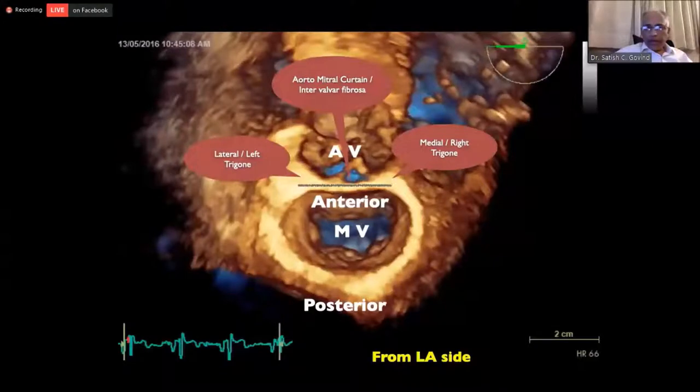Then just one last look at the anatomy. The important area which one again has to note is that there is something called the intervalvular fibrosa between the aortic valve and the mitral valve, specifically the anterior mitral leaflet. This is also called the aortomitral curtain, and this is where a lot of pathologies happen. And the trigones, as you can see, this is how it looks.